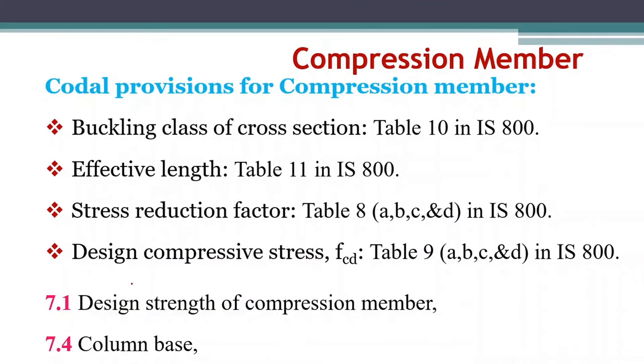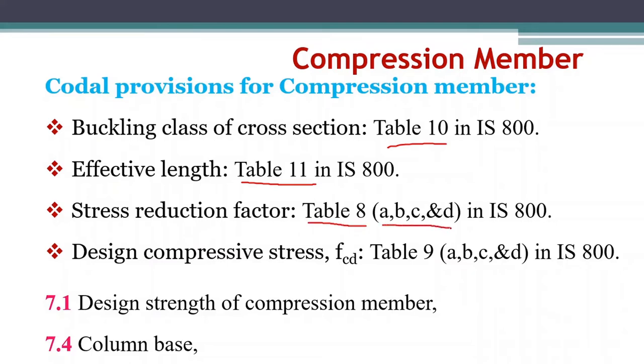So here are the few code provisions for compression members. First is the buckling class of the cross section. That is a must to calculate the strength of a compression member, which is given in table number 10. So we have already discussed the buckling class. Second is effective length. Effective length is given in table number 11 for columns and in the paragraph for struts in IS 800. Third is the stress reduction factor, which is given in table 8, or you can even use the equation.